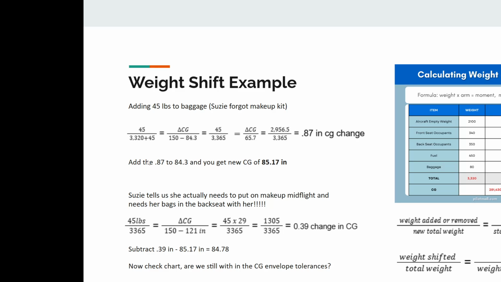Well, because we're adding it to a more rear compartment, we're going to add the 0.87 center of gravity change to our previous center of gravity of 84.3, and we get a new center of gravity of 85.17 inches. And of course, we'd go to the center of gravity chart to make sure that it's within the CG envelope, that it's not anywhere forward of the limits or after the limits, and so forth.